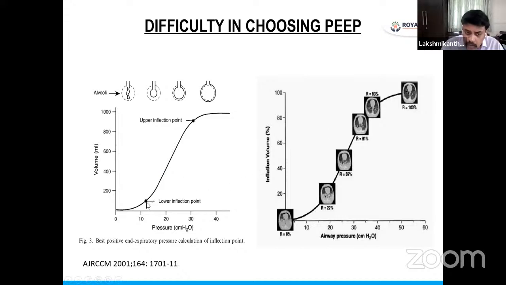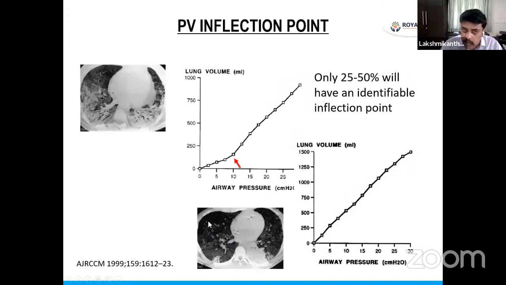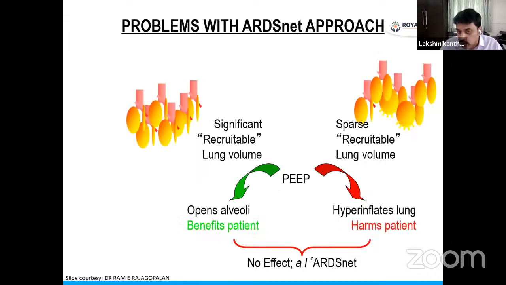So is it easy for us to identify this lower inflection point? Definitely not. Even if the ventilator gives you this graph, only 25 to 50% will have an identifiable inflection point. Other waveforms will predominantly be like this. It is very difficult for you to identify the point of lower inflection, so for us to keep the PEEP above that lower inflection.